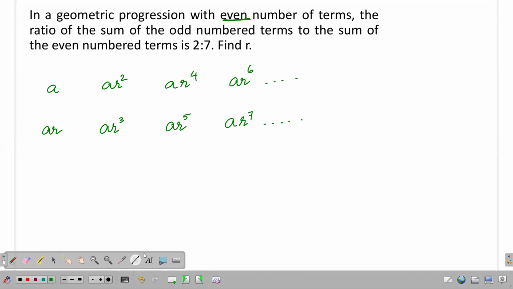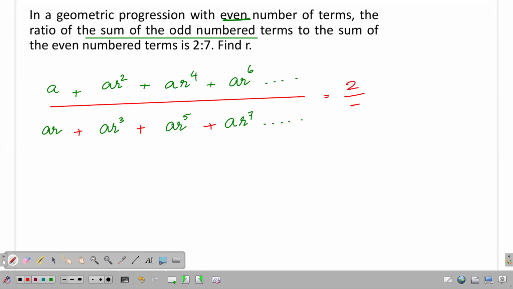Okay, so they are telling you in this geometric progression with even number of terms, the ratio of the sum of the odd numbered terms, that is, the first term, the third term, the fifth term, the seventh term, so on and so forth, total up to n terms, upon the sum of the even numbered terms, that is the second term, the fourth term, the sixth term, the eighth term, etc. This ratio, please note, of sum of the odd numbered terms to the sum of the even numbered terms, is given as 2 upon 7.